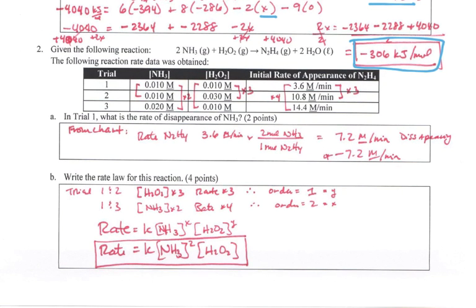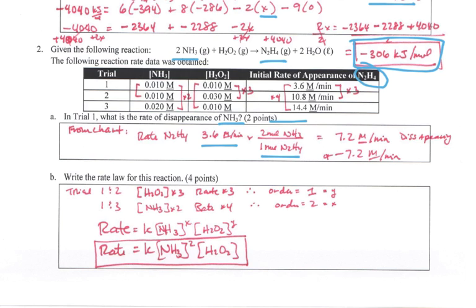Okay, number 2. Given the following reaction, this looks like a rate law problem, but the first thing is, what's the rate of disappearance of ammonia? So this is given as the rate of appearance of N2H4, and we can see it's a 1:2 ratio, so our answer is going to be in a 1:2 ratio. So we have 3.6 moles per liter per minute, and because of the reaction, there's 1 mole of N2H4 for every 1 mole of NH3.